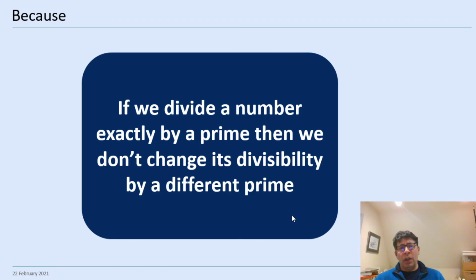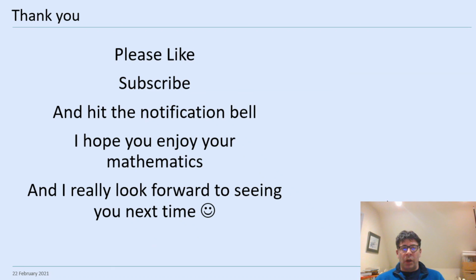Now this is fine because if we divide a number exactly by a prime, then we don't change its divisibility by a different prime. And this can be understood by looking at the prime factorization. In other words, when we look at the prime factorization, if there's a 2 and a 5 in there, we can divide them out, but that doesn't change the fact of whether there's a 7 in there or not. If you want to learn more about prime factorization, we've got a video on lowest common multiple, highest common factor, prime numbers, prime factorization, which might be worth a look. But that's basically how this method works.